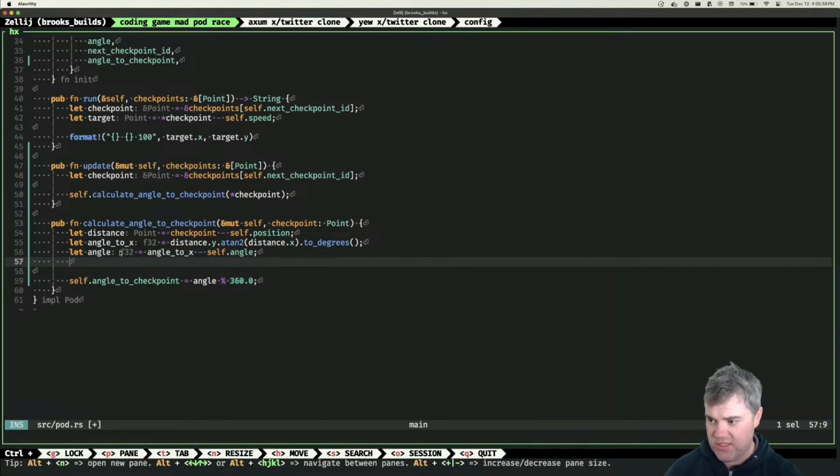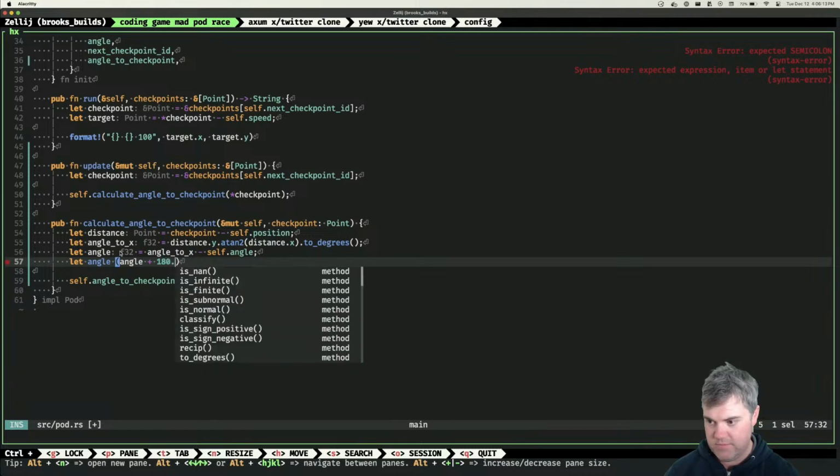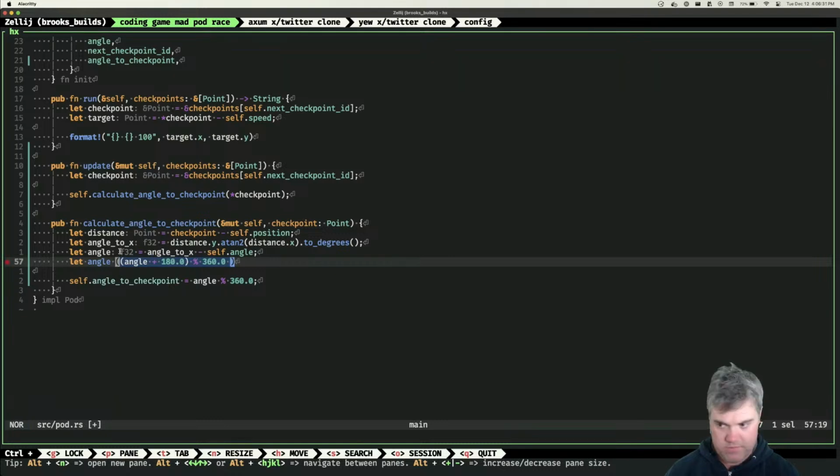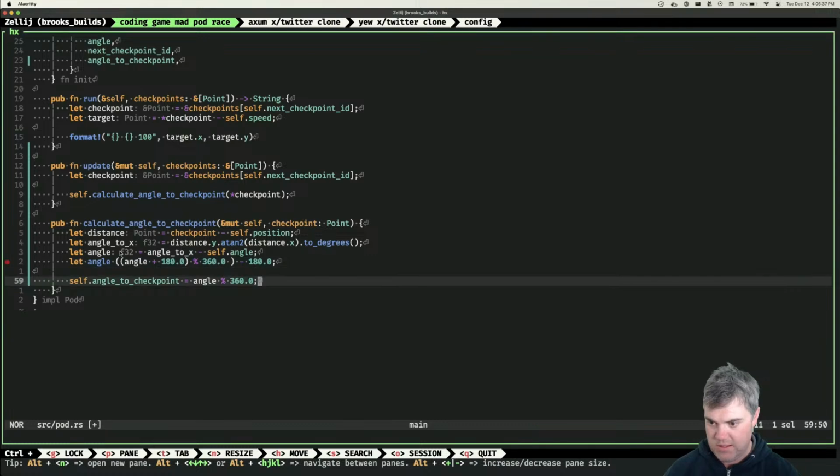Okay, so we get that angle. So let's do this again here. So let's shadow the angle, and we'll do this new angle plus 180 and then we'll mod 360 and then we'll subtract 180, and then this will be the angle.